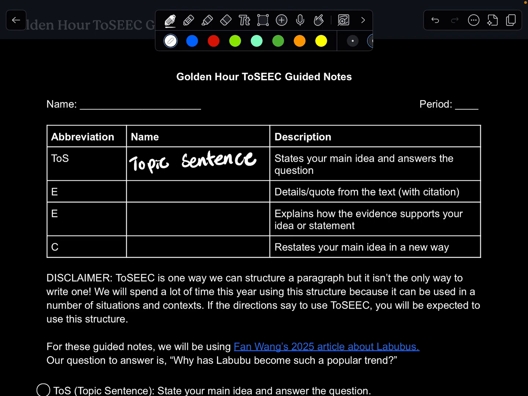The topic sentence is how we start a strong paragraph. Now remember, ToSEEC is just one way that we can structure a paragraph. So when we start with the topic sentence, this is where we're stating your main idea and answering the question.